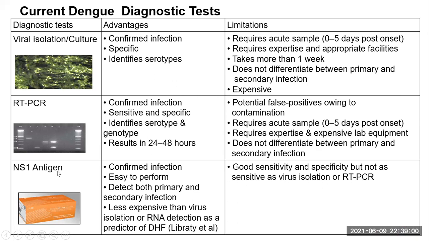A positive NS1 test confirms a dengue infection. It is easy to perform. It can detect both primary and secondary dengue infection. It's actually less expensive than these two other tests. It has good sensitivity and specificity, but not as sensitive as virus isolation or RT-PCR.